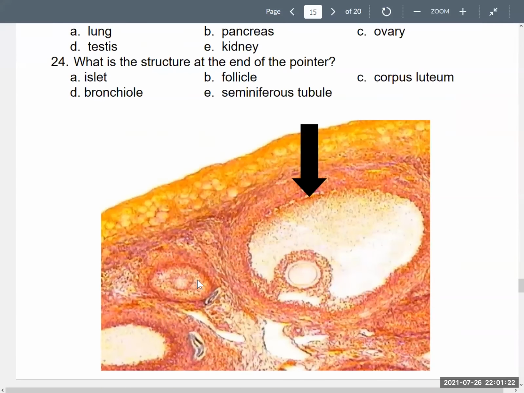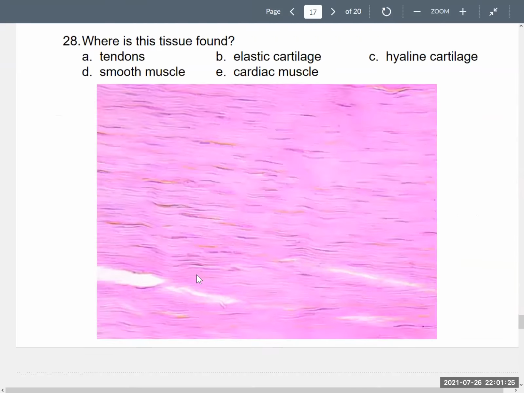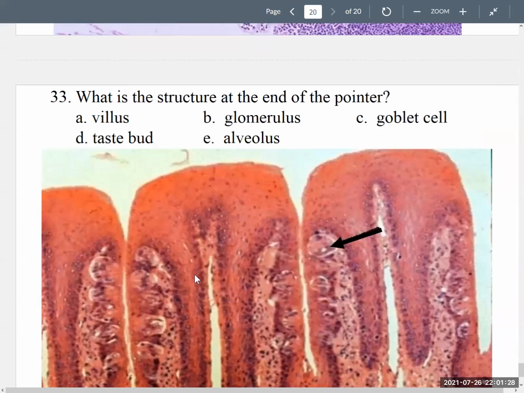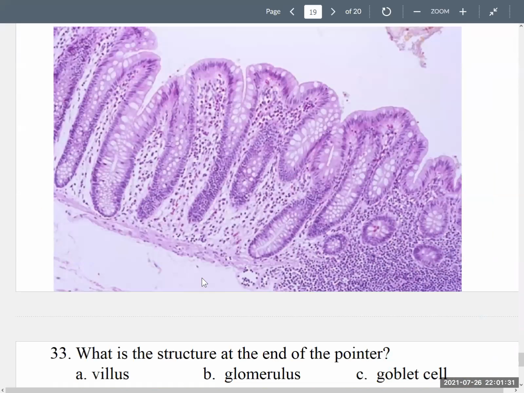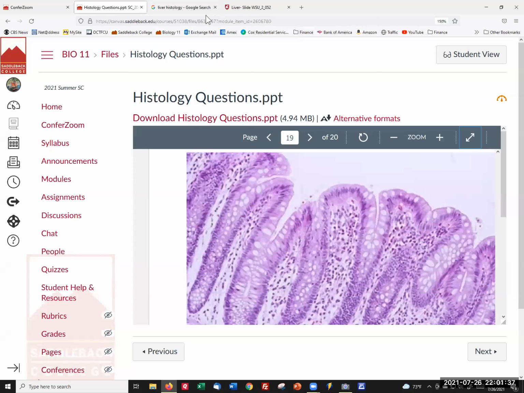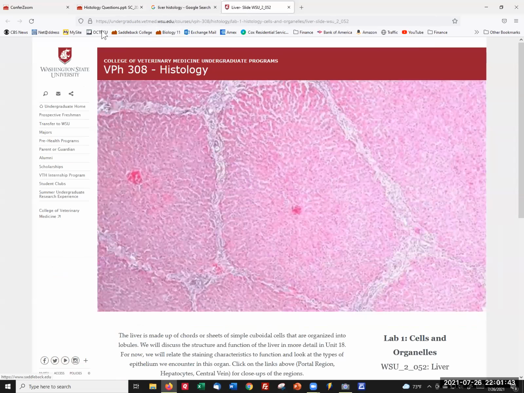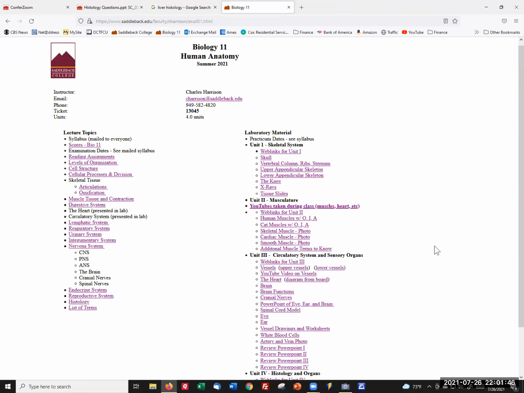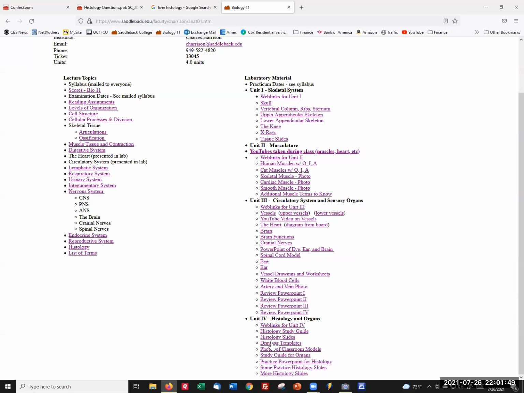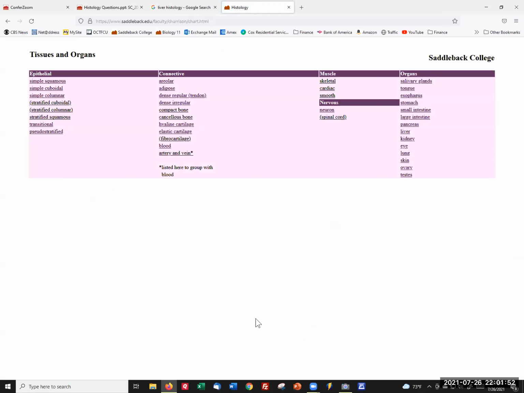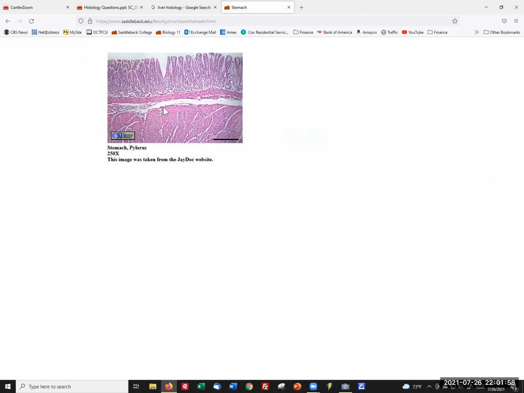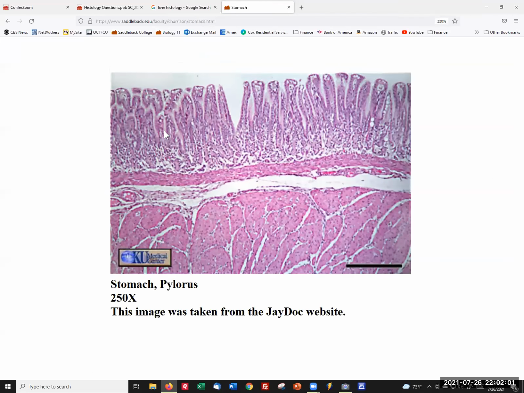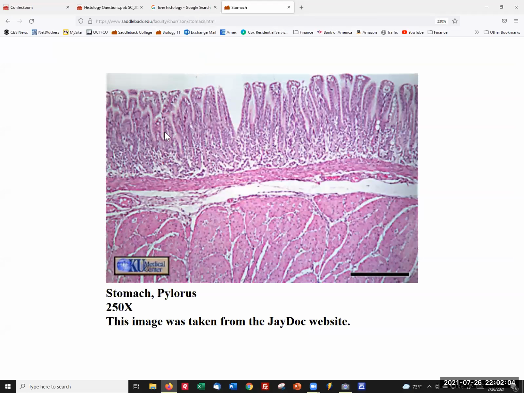Okay, now I want to move forward and see if I got a picture of stomach here. I don't have a picture of stomach here. Okay, so I need to get one quickly. Okay, this is stomach.